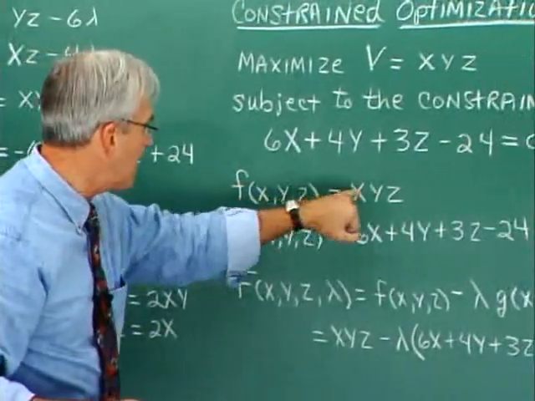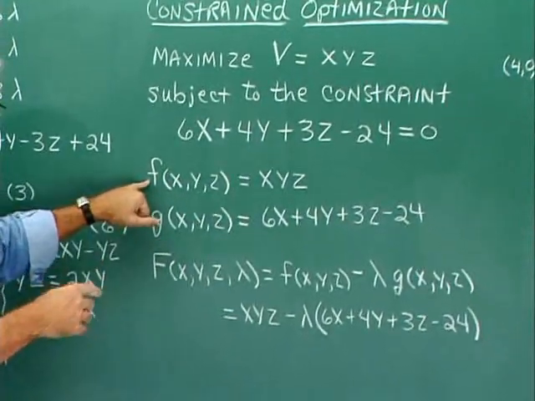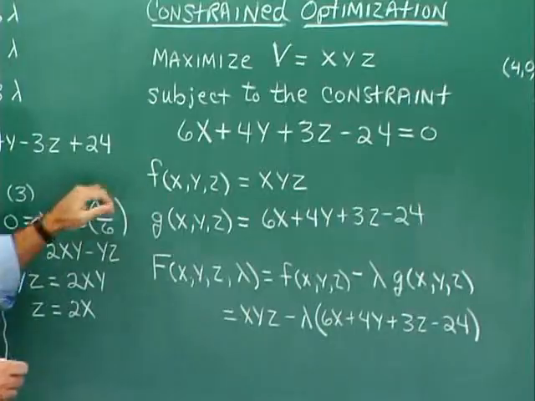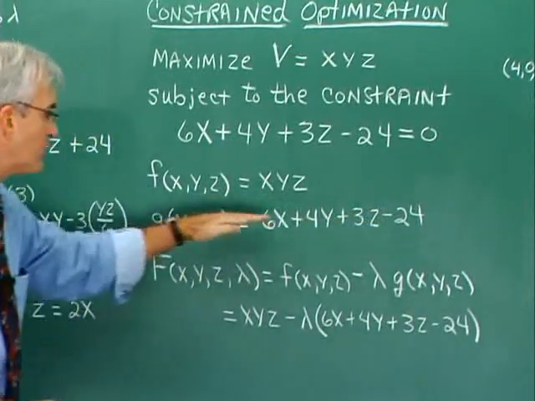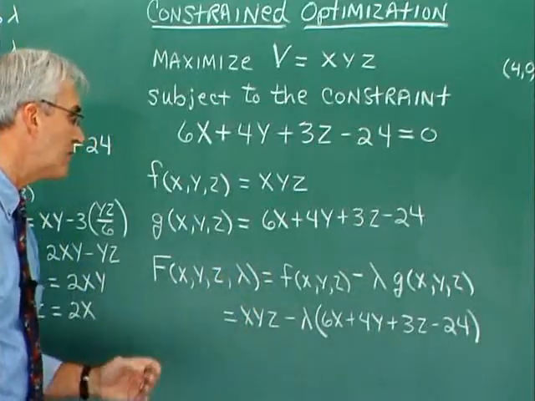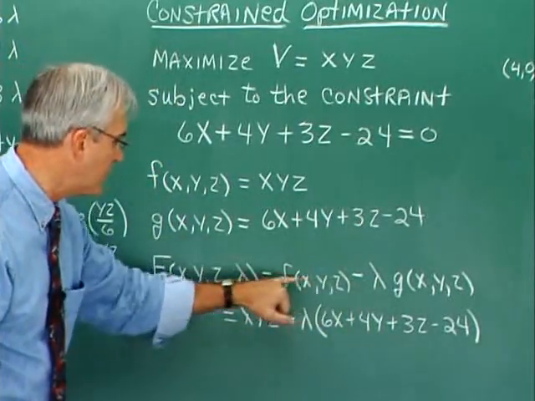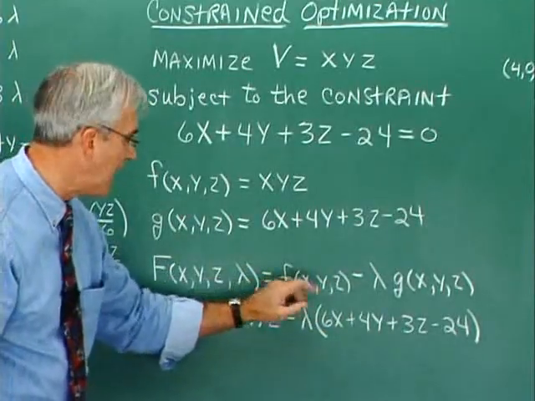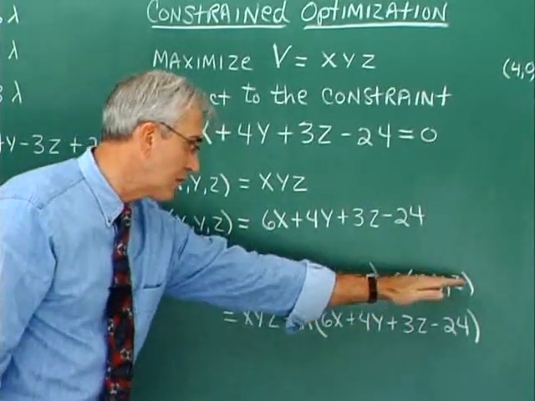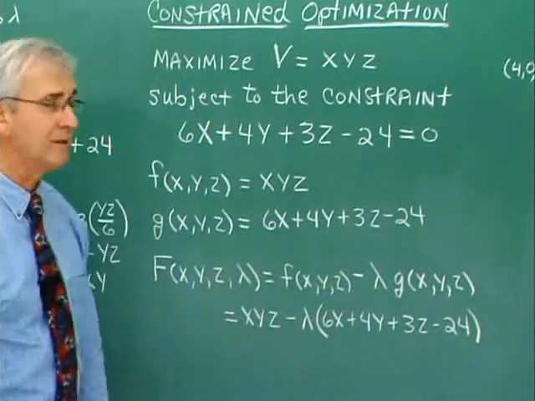We have this f function that we're trying to maximize, and in some other optimization problems it might be minimized. And then we have a g function for the constraint. And then we make this new function that has to do with this Lagrange multiplier. So it's the function we're trying to maximize or minimize minus lambda times the constraint function. And that's the important part of applying this method.